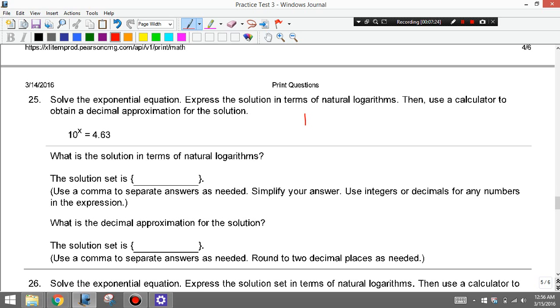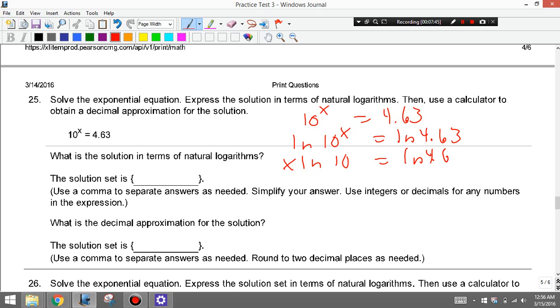Here, we know the rules here. We wrote this down last time. 10 to the x is equal to 4.63. You take the log on both sides. You bring the x in front. And then you're solving for that x.